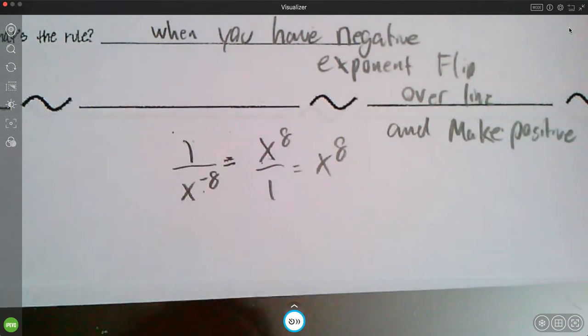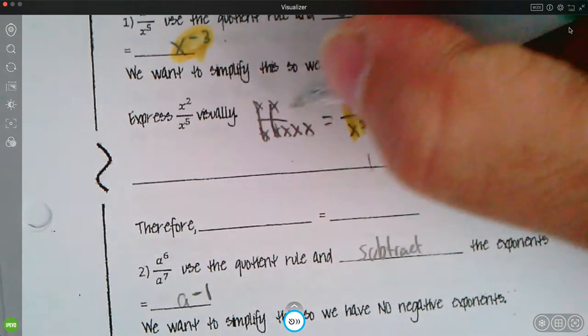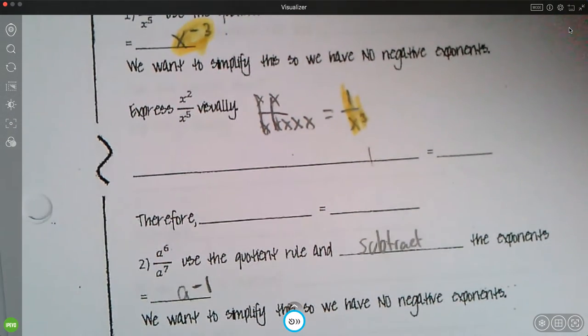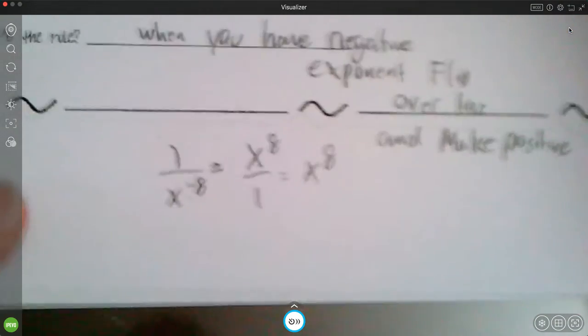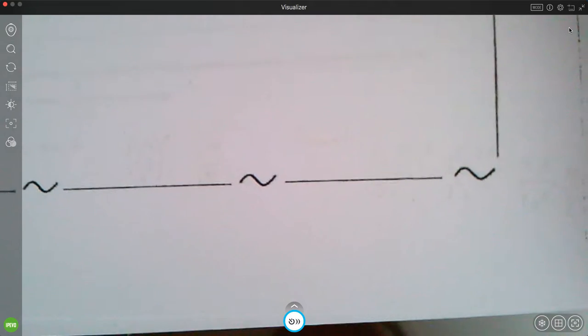So it's an interesting rule. It's a little complicated. What it really boils down to is that when you visually write it all out, it really is flipping over the line and changing the sign. So again, we'll practice that as we get going.